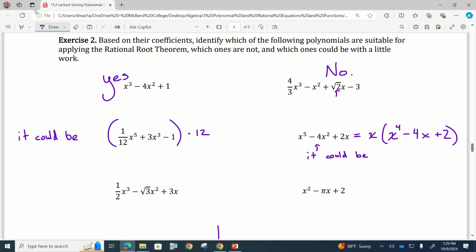All right. Moving on to this one, bottom left. Could I use the rational root theorem? No. Nope. Again, because of the square root of 3, that's irrational. What about this one? Nope. Because the pi is irrational.